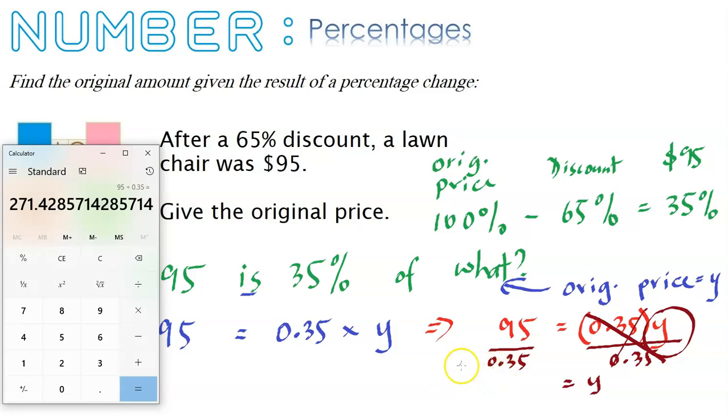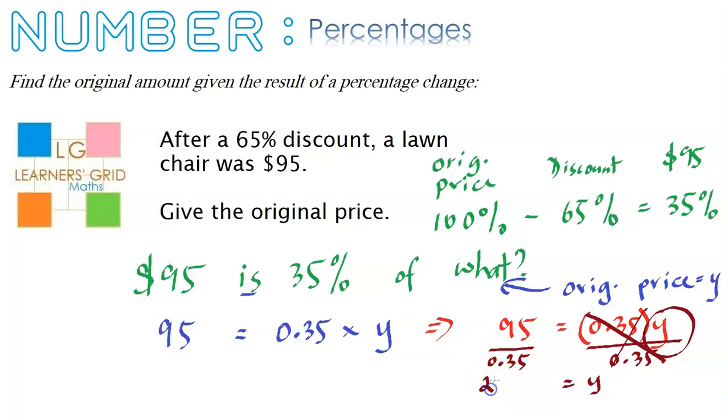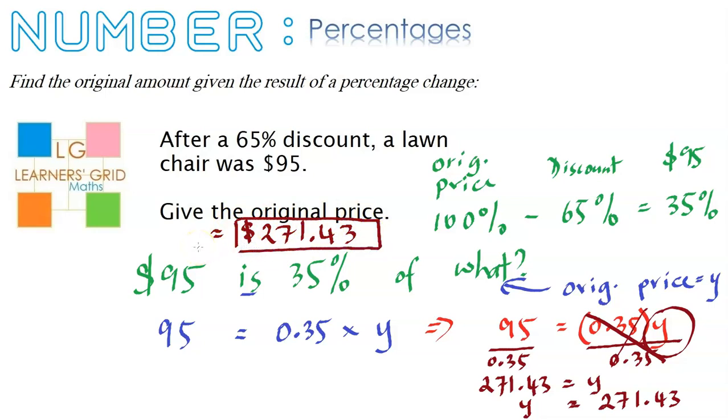So y equals 271.43. Just formatting: variable goes on the left, its value goes on the right. Okay, it's money. So the original price is approximately $271.43. And that's how it's done.